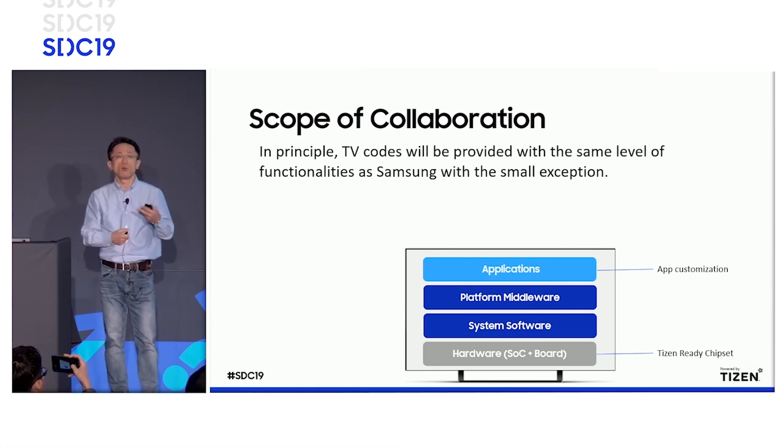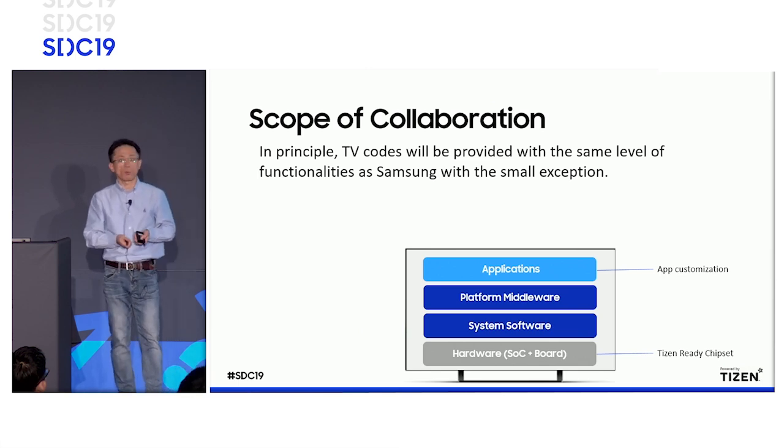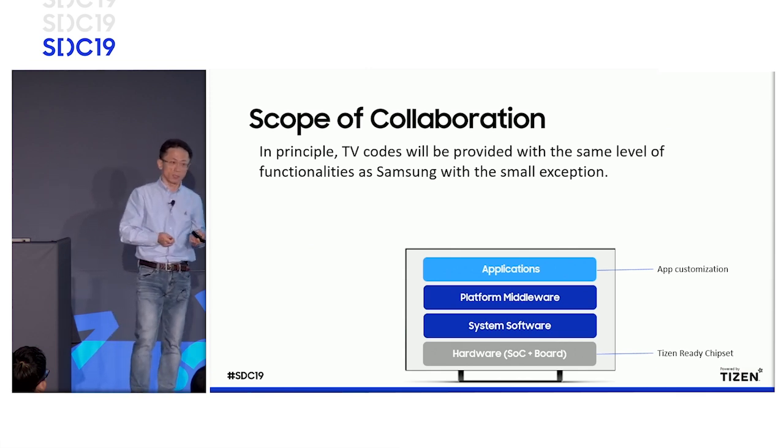Application. Basically, we are providing most of the applications to the manufacturer, including menu and EPG, channel list, channel info, and so on. But we also provide an app customization function. So if the manufacturer wants to make their own application, then you can make it and put that into the TV. And if you want to replace the existing application with what you develop, then it is also possible.